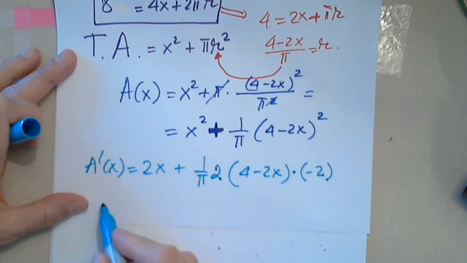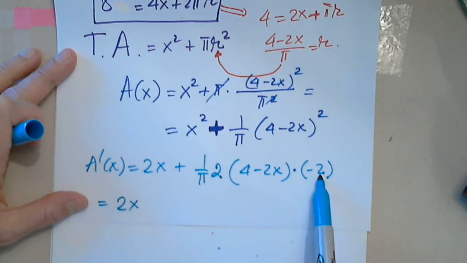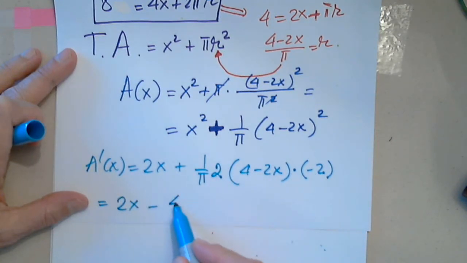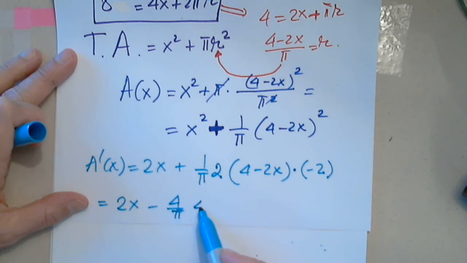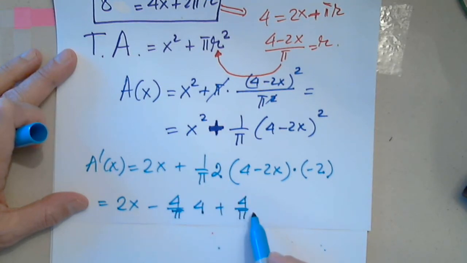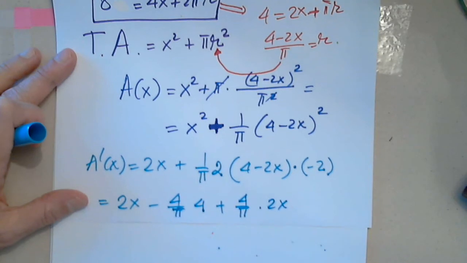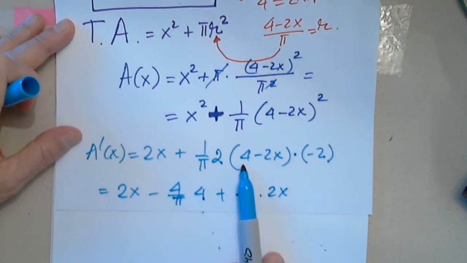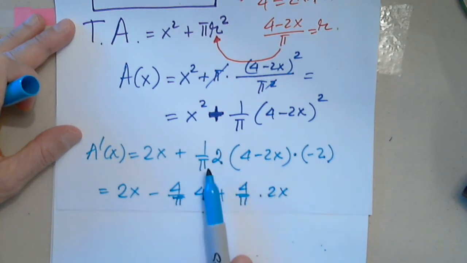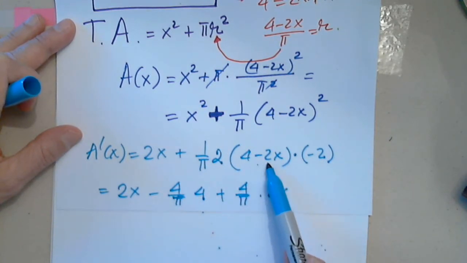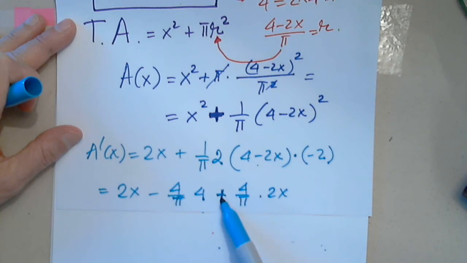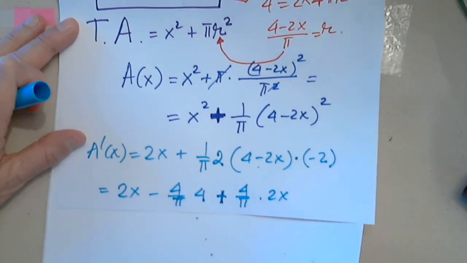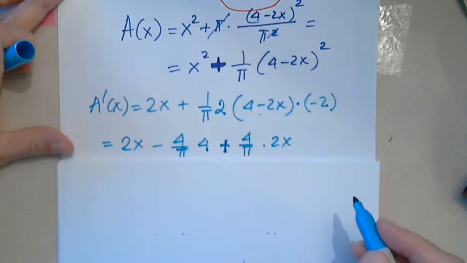Okay, let's see what else we can do here. 2x minus 4 over pi times 4 and plus 4 over pi times 2x. So I have a negative 4 over pi distributed to 4 and negative 4 over pi distributed to negative 2x. That's why this changes into positive.